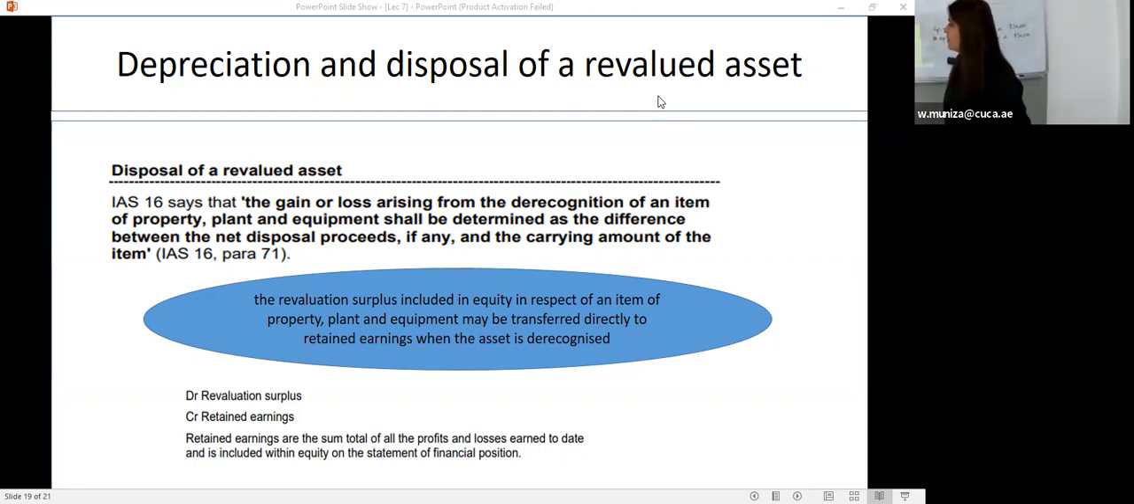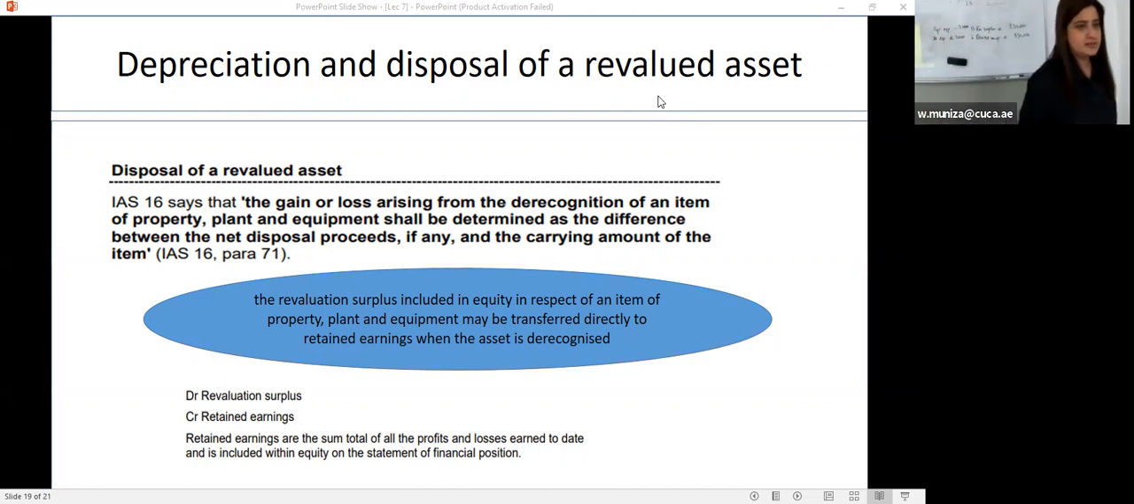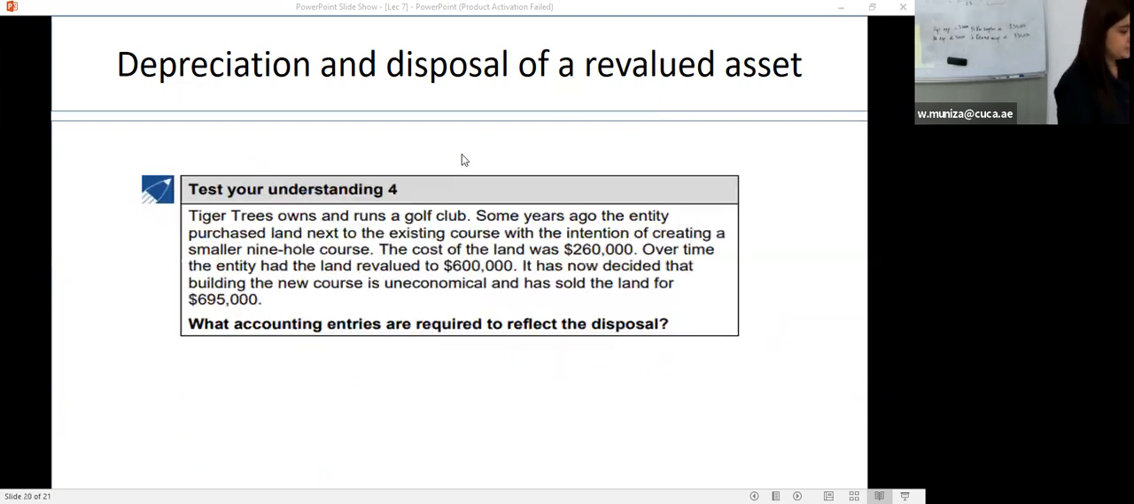sum total of all the profits and losses earned to date and is included within equity on the SOFP. So what are retained earnings? The total amount of profit which is made in the organization, some amount out of it is going to be distributed to the shareholders as dividend and some is going to be retained in the entity. That is retained earnings.